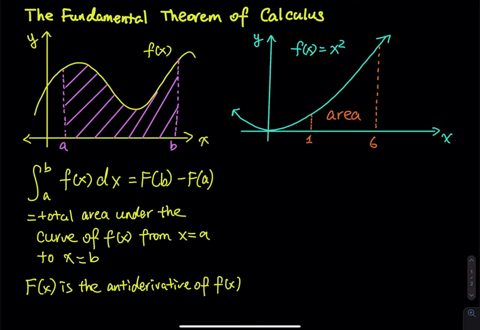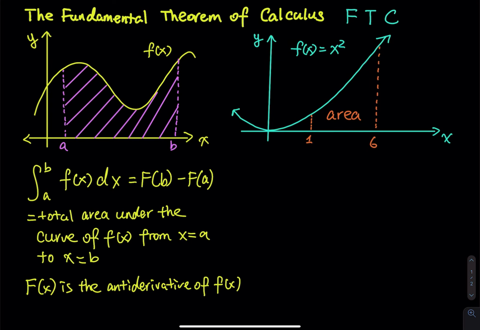So when we use the fundamental theorem of calculus, and since the name is too long, let's just call that FTC, fundamental theorem of calculus, FTC. So we have the integral that is called a definite integral. The integral of f of x dx from a to b is equal to capital F of b minus capital F of a, which is equal to the total area under the curve of f of x from a to b. And then the capital F of x is the antiderivative of f of x.